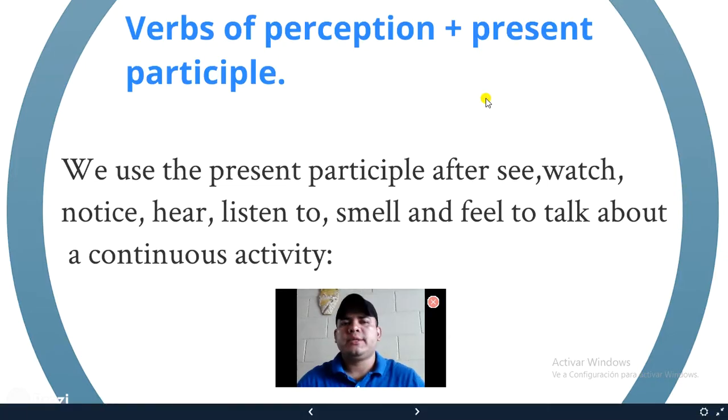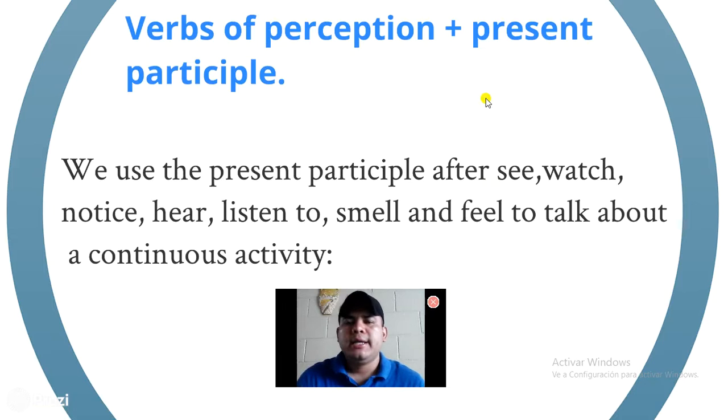So the verbs of perception are used with the present participle. In simple words, the verbs of perception are used with the ing. After these verbs, we are going to use an expression with ing. So we use the present participle after see, watch, notice, hear, listen to, smell, and feel. So those verbs are, one more time, verbs of perception: see, watch, notice, hear, listen, smell. Those are the ones that we are going to use for this class. And we use them to talk about a continuous activity.